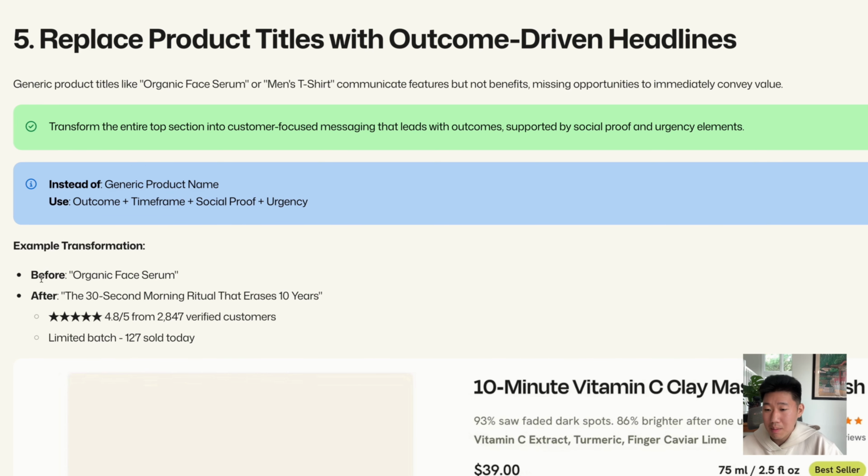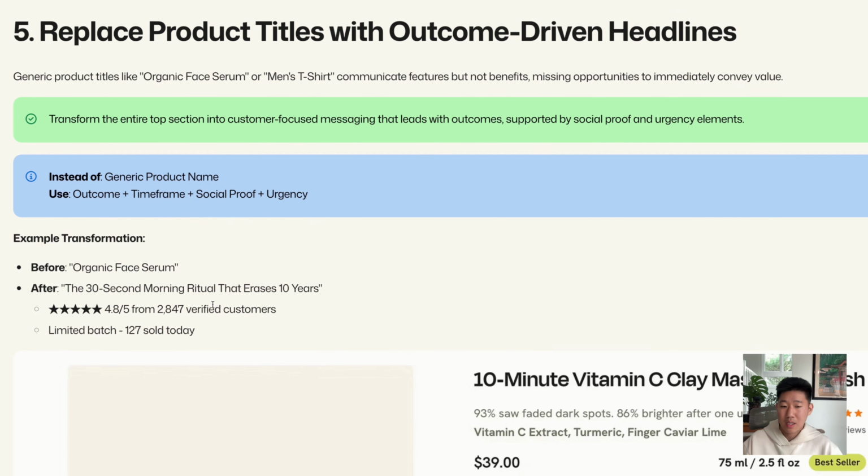So a quick example: organic face serum, that's fine. That's what the product is, right? But does this really mean anything to customers or shoppers? Not really. If you transform that into the 30-second morning ritual that erases 10 years, this could be even more specific, like that erases wrinkles and blemishes, right? Couple that with your verified ratings and some urgency factors like limited batch or how many you sold today, just to incentivize them to take action.